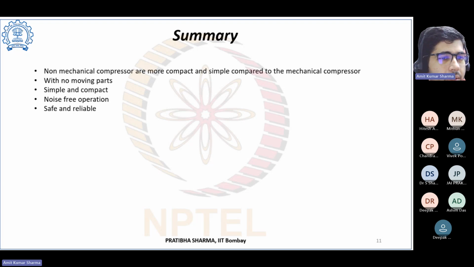So in summary, we can say non-mechanical compressors are more compact because there are no moving parts. They are simple and compact. We can have noise-free operation, and they are safe and reliable.